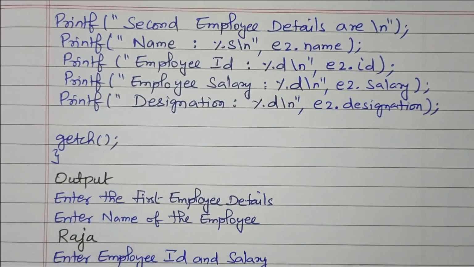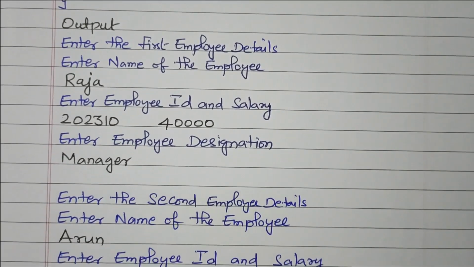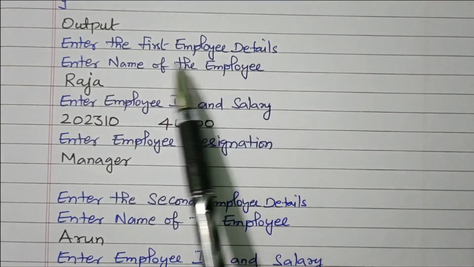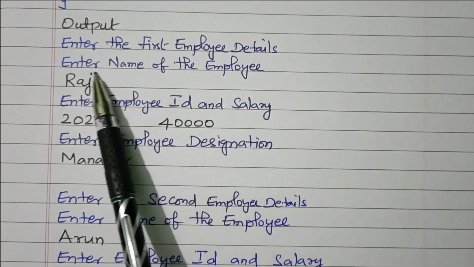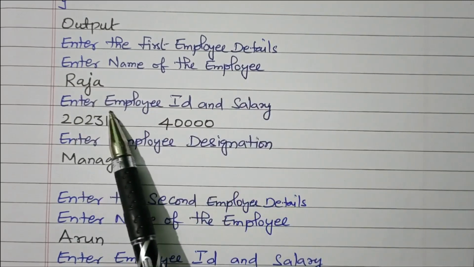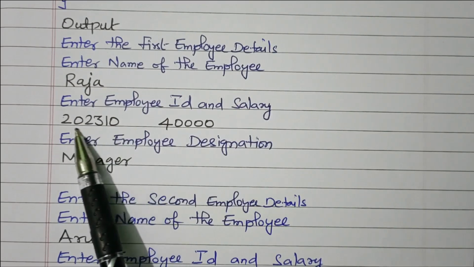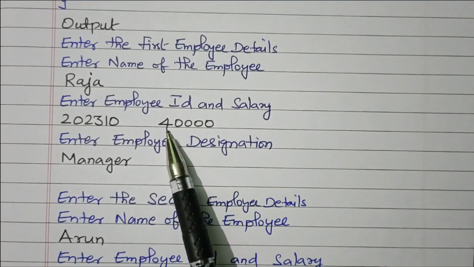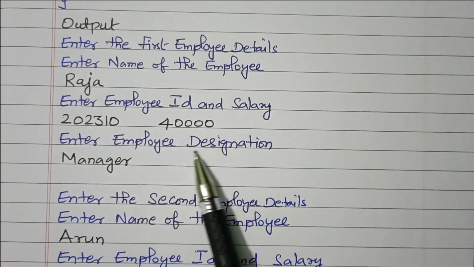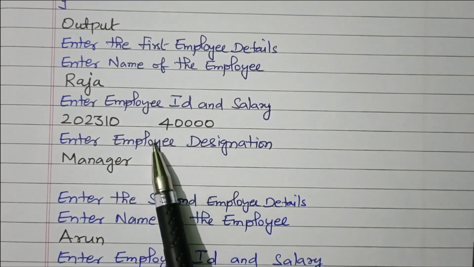Now we'll see the output of this program, and how we get the output according to the input. The output asks, enter first employee details. Enter name of the employee: Raja. The user enters Raja. Enter employee ID and salary: 202310 is the employee ID, 40,000 is the salary. Enter employee designation: manager. So the first employee details are entered one by one.